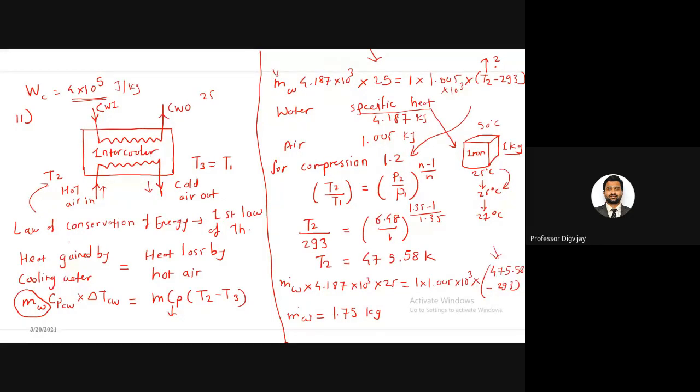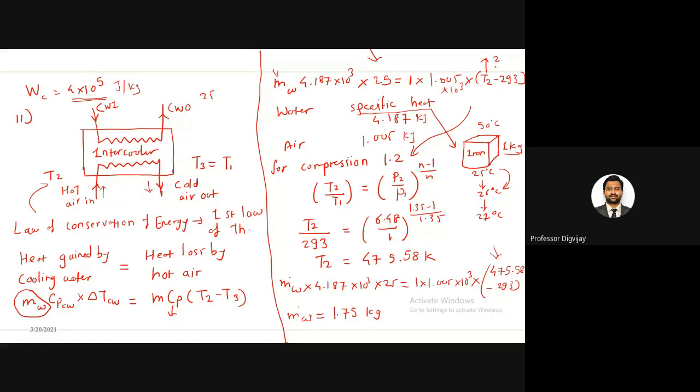So here I have applied the law of conservation of energy. That means the total quantity of energy is conserved. So whatever heat is gained by the cooling water will be equal to the heat lost by the hot air. So that equation I have written: m Cp delta T for cooling water is equal to m Cp delta T for air.